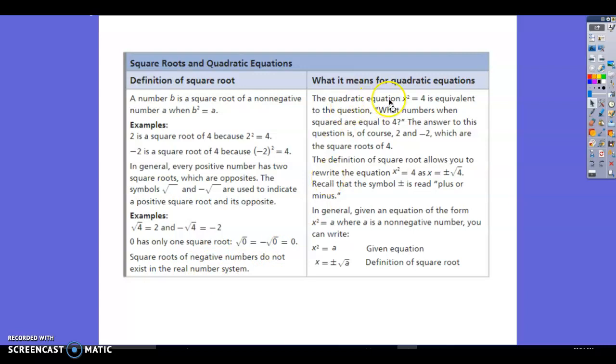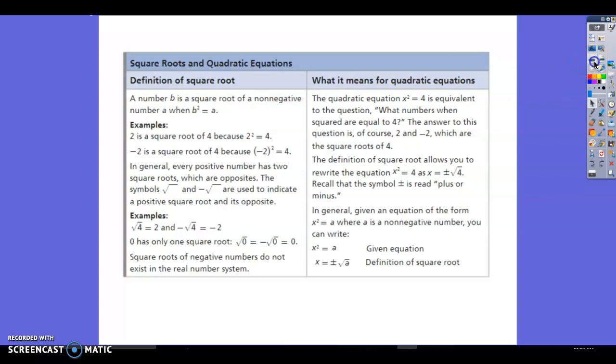All right, so what it means for a quadratic equation. The quadratic equation x squared equals 4 is equivalent to the question, what numbers, when squared, are equal to 4? The answer to this question is, of course, 2 and negative 2, which are square roots of 4. The definition of square root allows you to rewrite the equation x squared equals 4 as x equals plus or minus the square root of 4. Recall that plus minus is read plus or minus. In general, given an equation of the form x squared equals a, when a is non-negative, you can write x squared equals a as x equals plus or minus the square root of a.